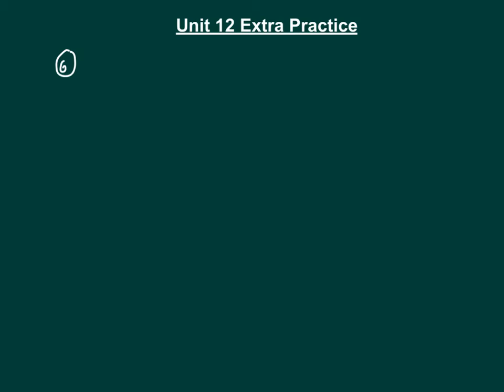Okay, number 6 says, on a standardized test, the distribution of scores is normal, and the mean score is 78. So let me draw that out real quick. So we have a normal distribution with the mean score being 78. So it says the standard deviation is 4, and they want to know if 700 students took the test, how many students would be expected to score between a 74 and an 86?